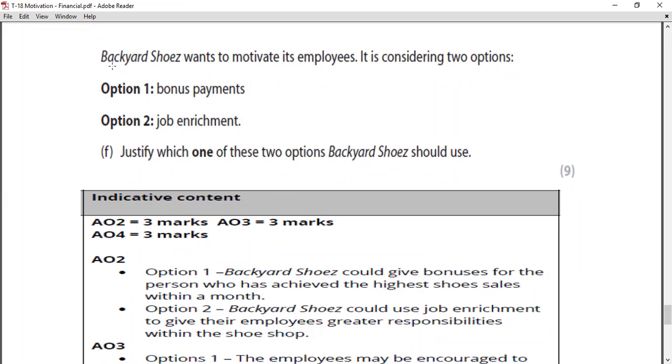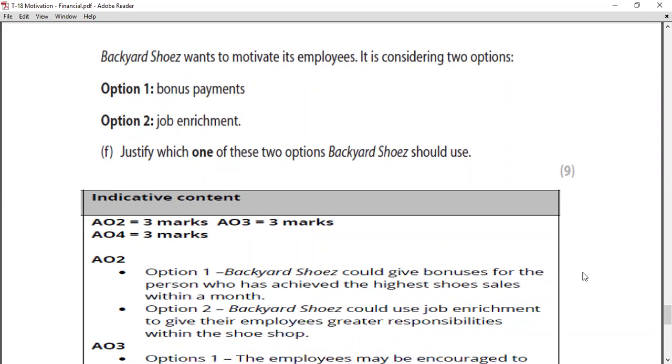This case is Backyard Shoes, a 2019 paper at Excel. Backyard Shoes is a small business company in Kenya, making accessories for ladies. So option one, bonus payment, will motivate the workers.